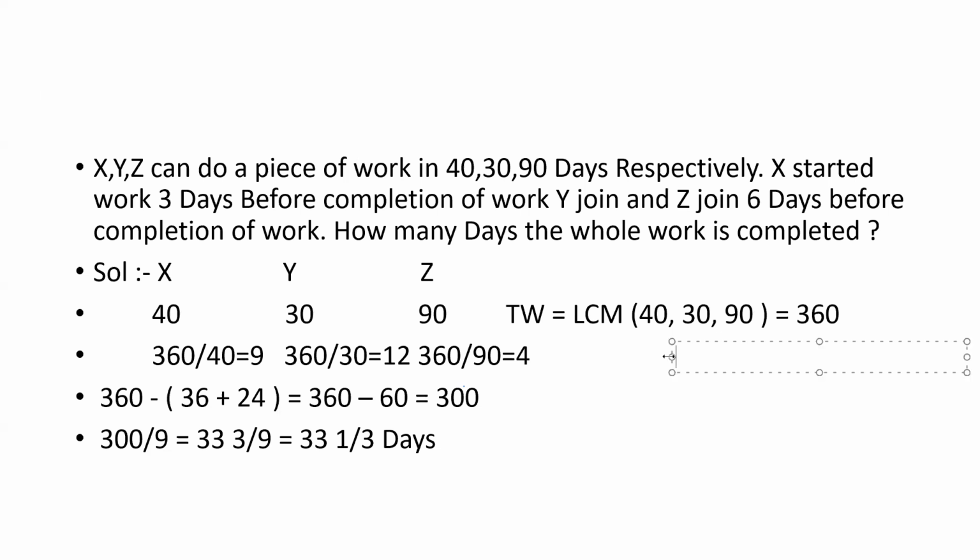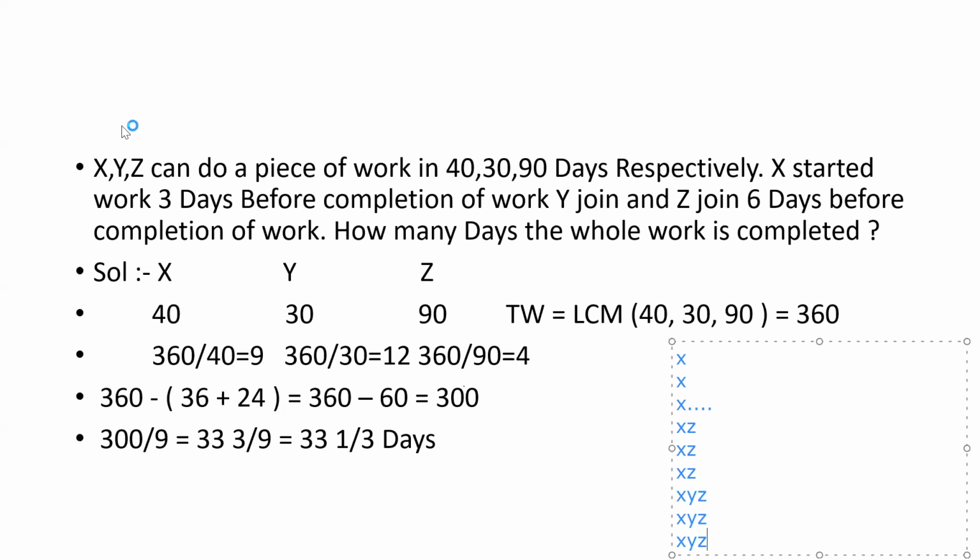What they said here: X starts the work and continues. And Z joined 6 days before the end of the work. XZ, XZ, XZ. And Y joined 3 days before completion of work. Then XYZ, YZ, YZ. From this, we observe that we know how many days Y can work, 3 days. We know how many days Z can work, 6 days.